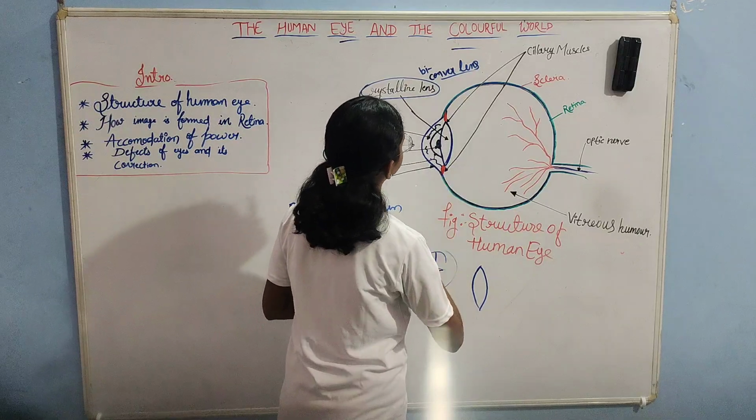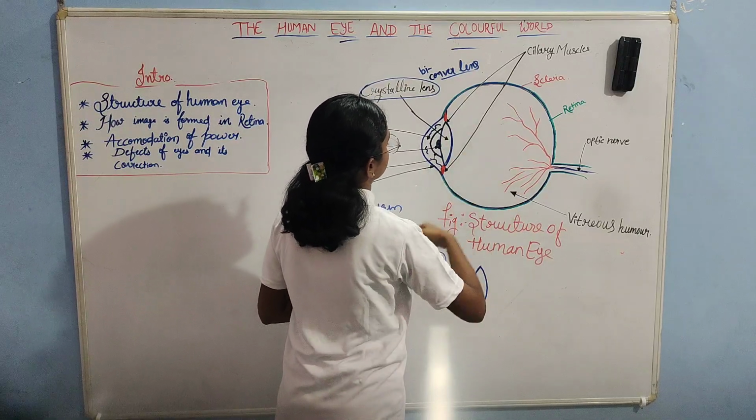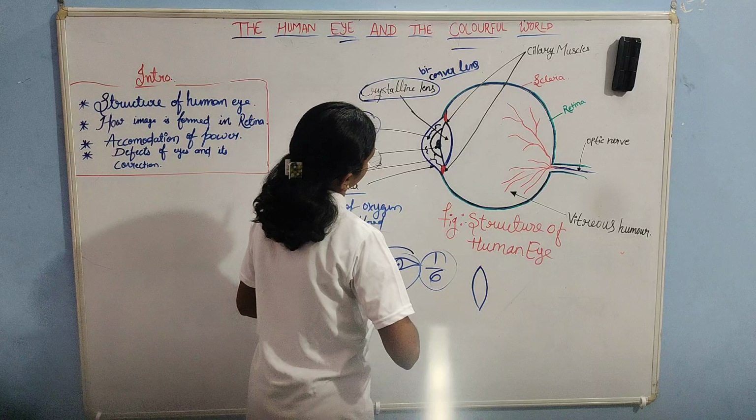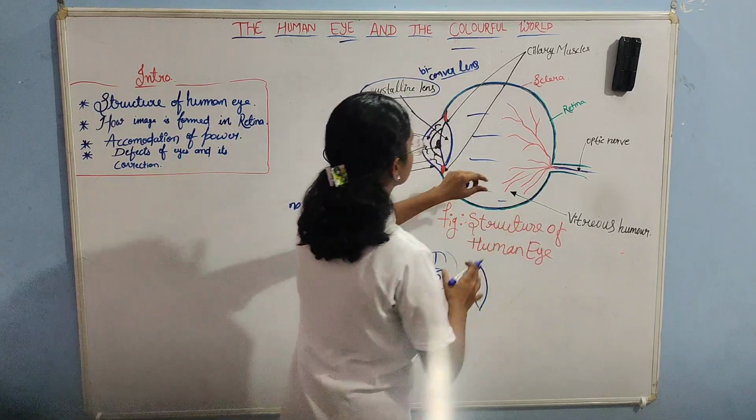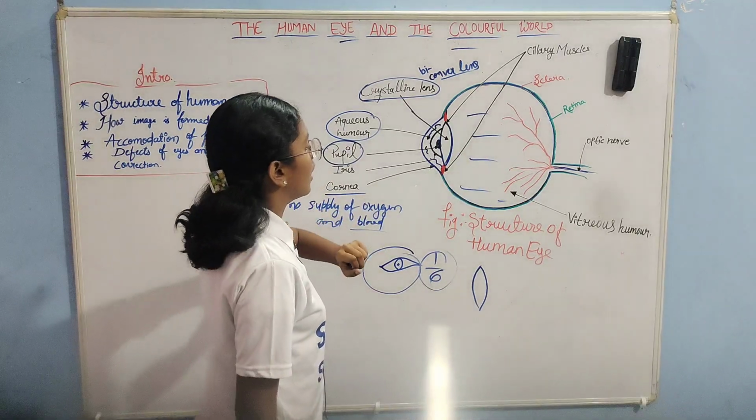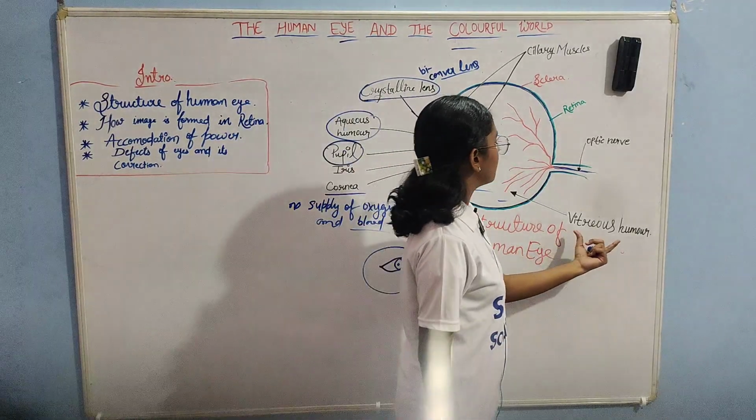After that, there is a space behind this portion, but this is not empty. This is filled with a liquid which is called vitreous humor.